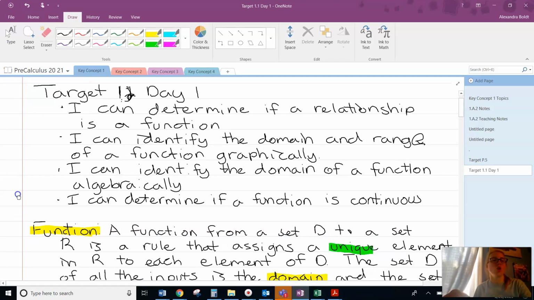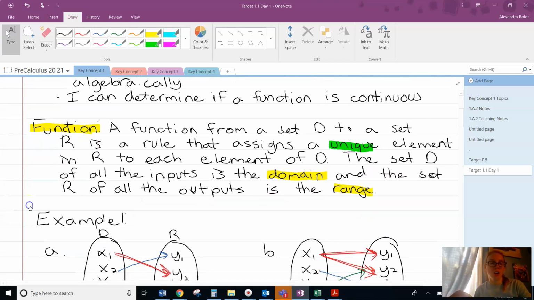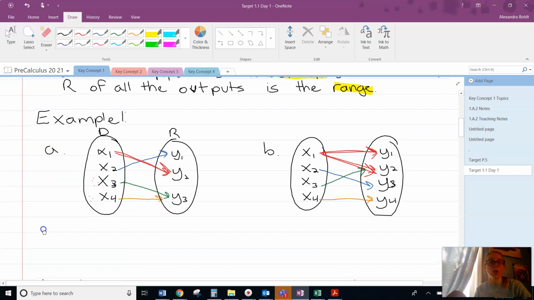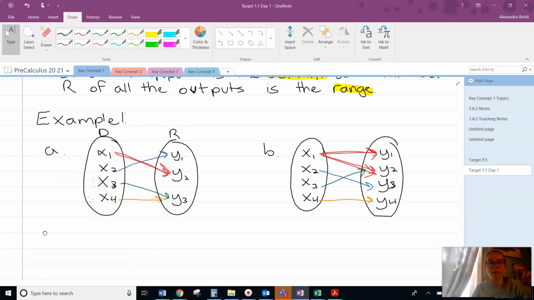Okay. So what is a function? A function from a set D to a set R is a rule that assigns a unique element in R to each element of D. And that word unique is very important. Okay, so each element has to be unique. The set D of all the inputs is the domain, and the set R of all the outputs is the range. Okay, so we're going to look at example 1.